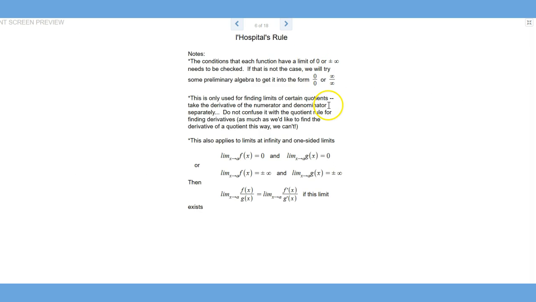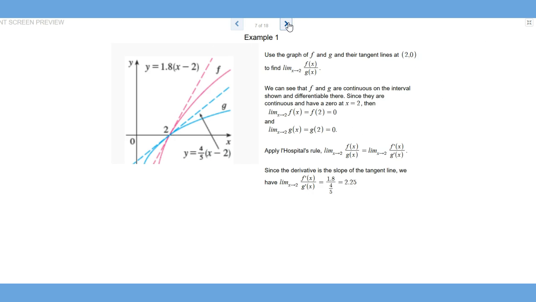This is only used for finding limits of certain quotients, again with those conditions of 0 over 0 or infinity over infinity. And we're going to see that if we have a problem where we don't have a limit that meets those criteria, we can do some algebra to put it into the form where it will be 0 over 0 or infinity over infinity, and we'll look at examples.